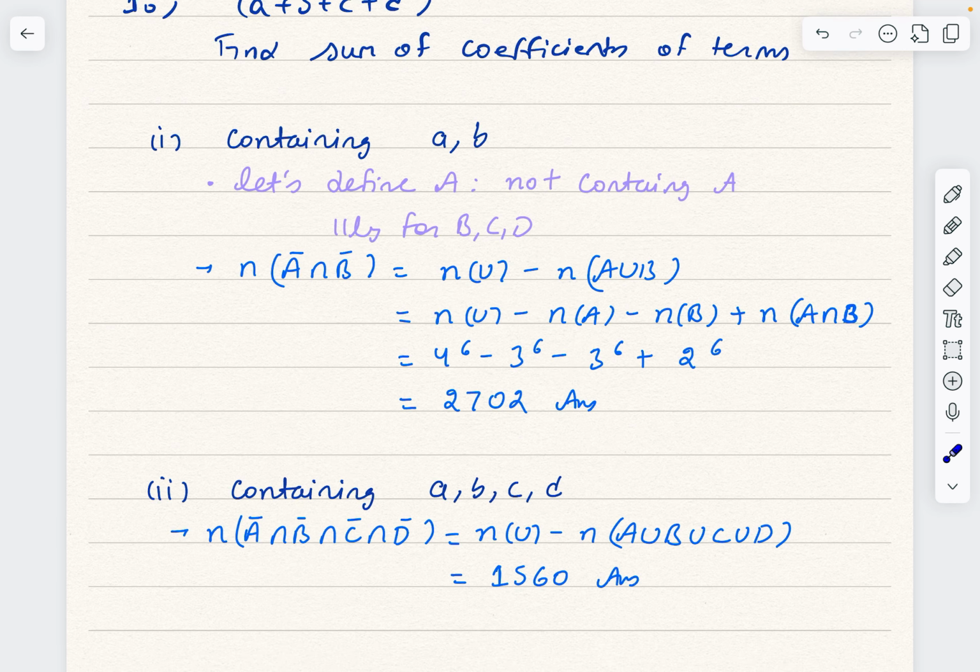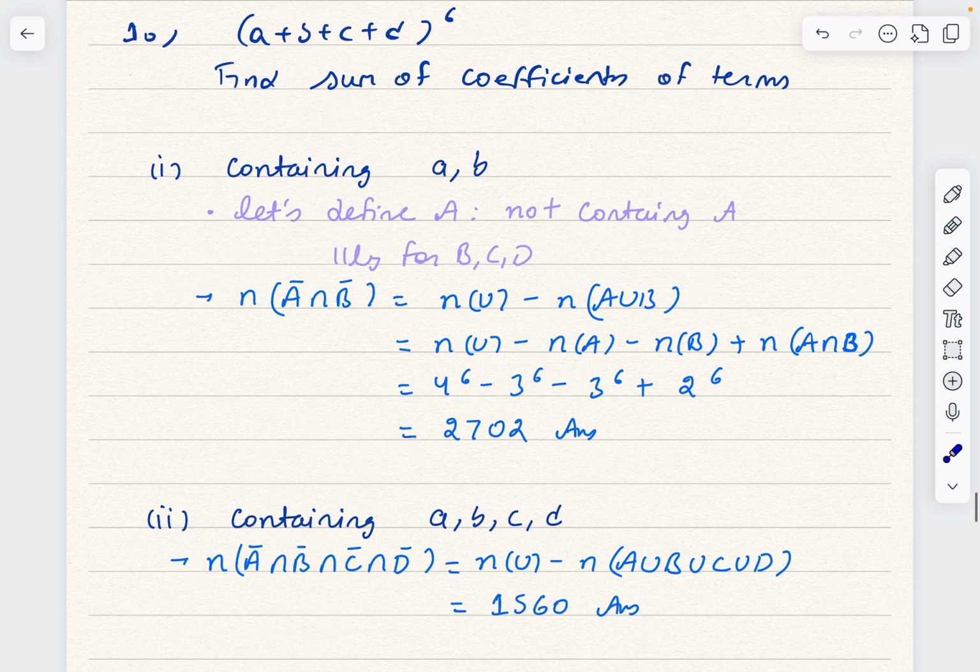And when they say containing a, b, c, d, then we use n of A complement intersection B complement intersection C complement intersection D complement. That will be n of U minus n of A union B union C union D. The same set theory you can use. Finally you get 1560. You can refer to the set theory formula for this. Next, guys.